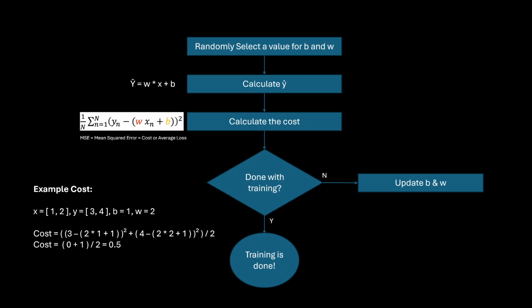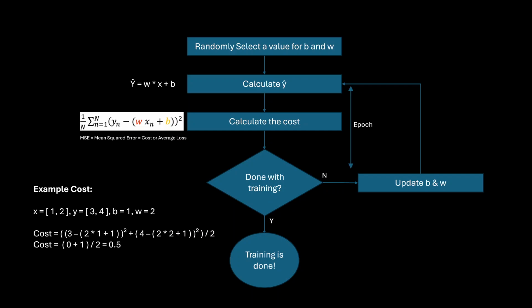If training is not done, then we have to update the bias and the weight in a way to drive the cost down closer to zero. And then we loop again, we repeat. So we have a new value for the bias, a new value for the weight. Then we have to calculate the y hat, calculate the cost, and then ask the question again, are we done or not? We keep looping, repeating this process until we are done with the training.